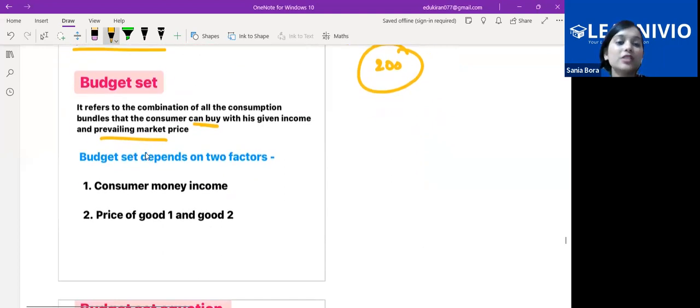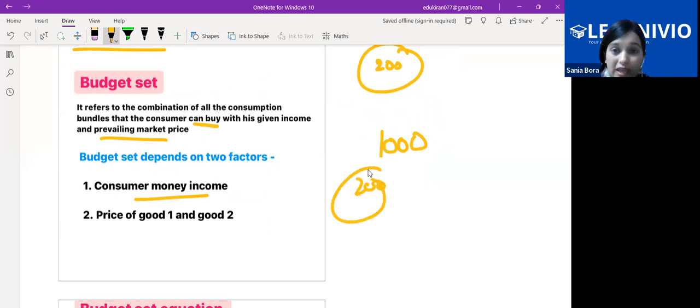Now, whenever the budget set is being decided, you decide a set that, okay, this is what you can purchase. Then the consumer's money income. Of course, if something is costing you 1,000 rupees and your income is only 200, can you purchase this? No, ma'am. Definitely not, right? And then the price of the first good and the second good. The prices of course matter.